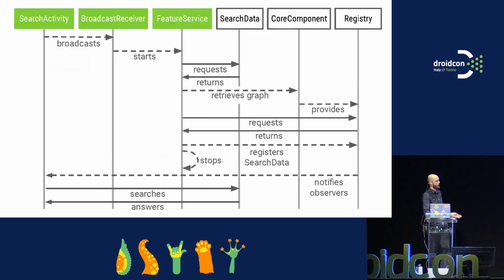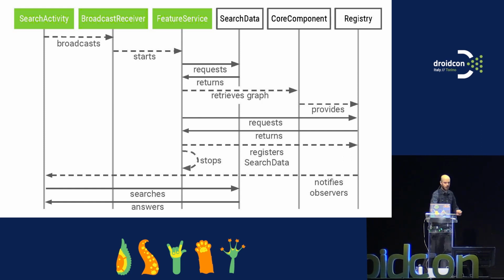So we have our search activity in the application, which requests a search. In our feature module, we have a broadcast receiver, and we have the implementation of a feature service. In the application, we also have the search data, which is an interface, and we have the actual search data implementation on top of that in the feature module. We use Dagger internally, so there's a core component, and a couple of other things. And in the application module, again, we have our registry.